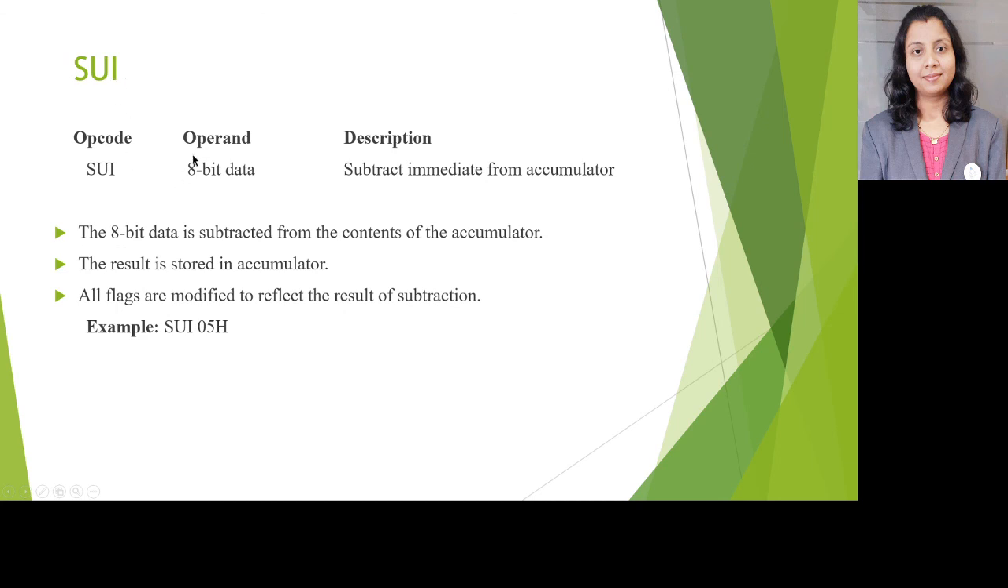SUI, here operand is 8-bit data. Subtract immediate from the accumulator. Here I again implies immediate. Here the example is SUI 05. 05 is the 8-bit immediate data and it is subtracted from the contents of the accumulator.